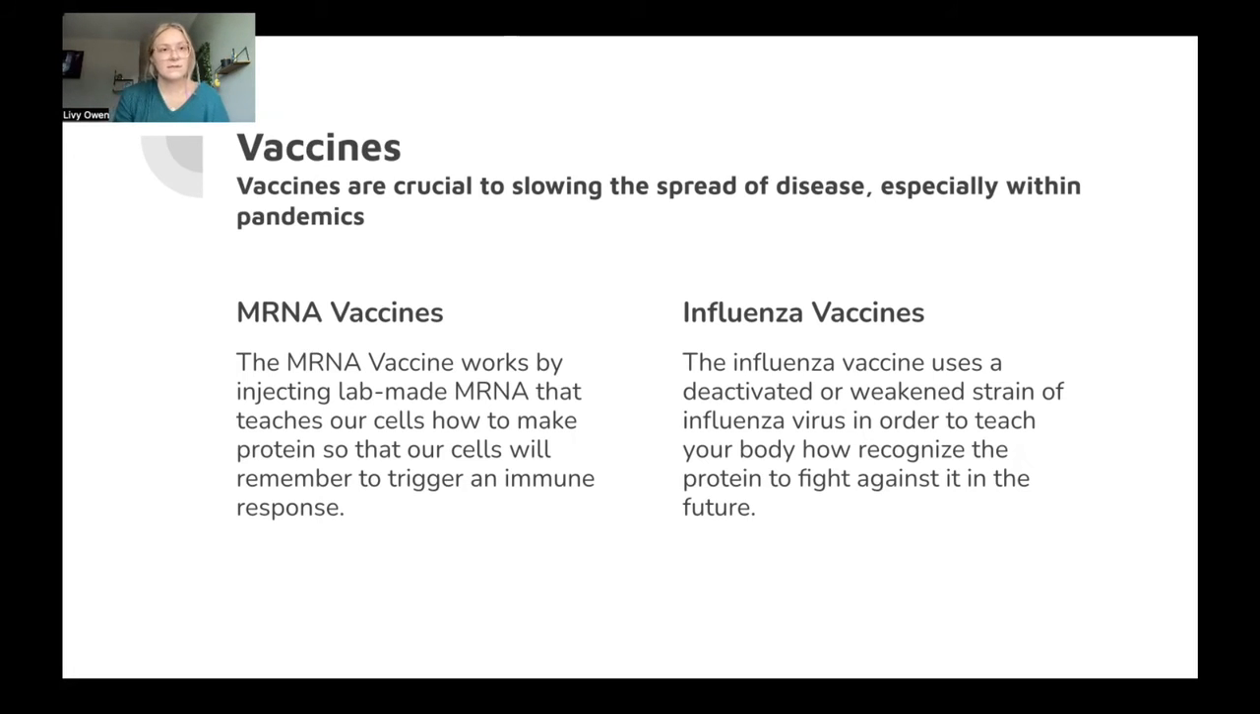The next one I want to talk about is an influenza vaccine. An influenza vaccine, otherwise known as a flu shot, is not as mandated or as preached as the COVID-19 mRNA vaccine is. The flu shot is known as a seasonal shot, and most people tend to get it in the winter. But this influenza vaccine uses a deactivated or weakened strain of influenza virus in order to teach your body how to recognize the protein to fight against it in the future.